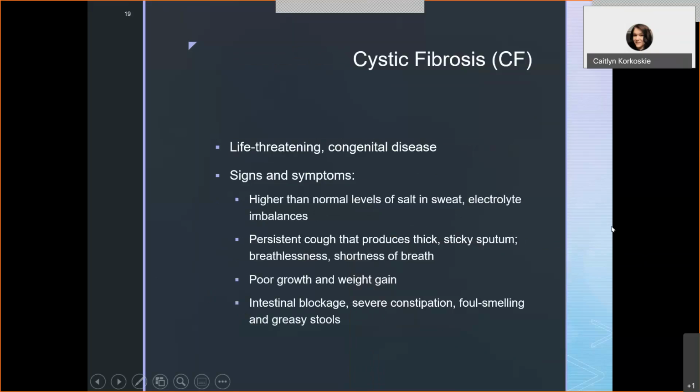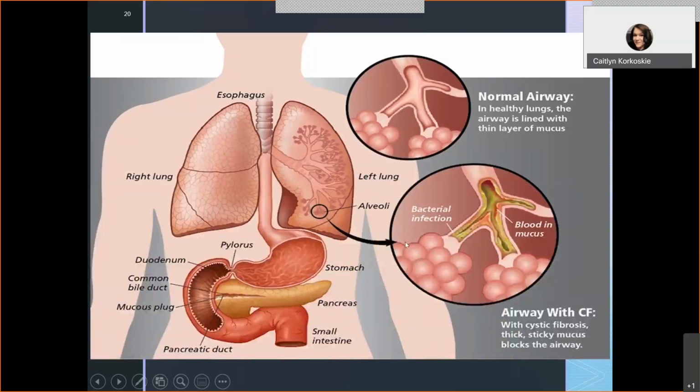Okay, so cystic fibrosis is a life-threatening congenital disease. Signs and symptoms include higher than normal levels of salt in the sweat, like an electrolyte imbalance, coughing pretty frequently and producing really thick mucus, being short of breath, and not growing at a regular rate in height and weight.